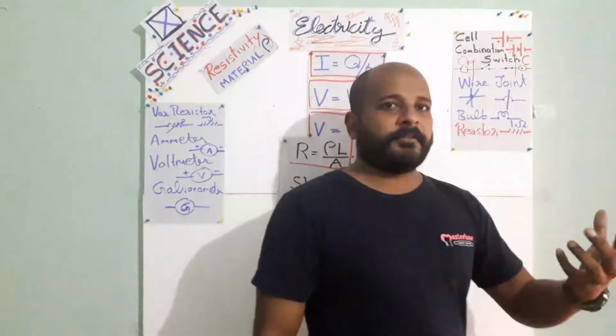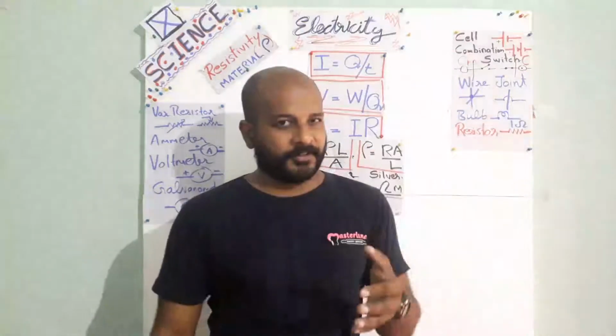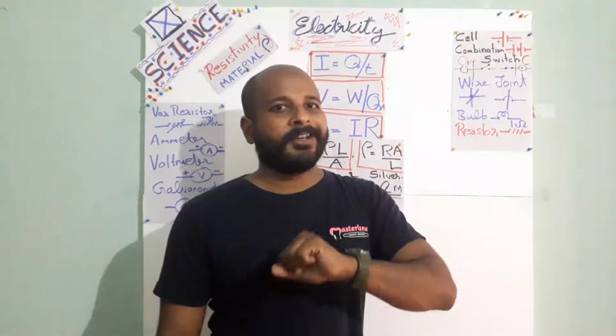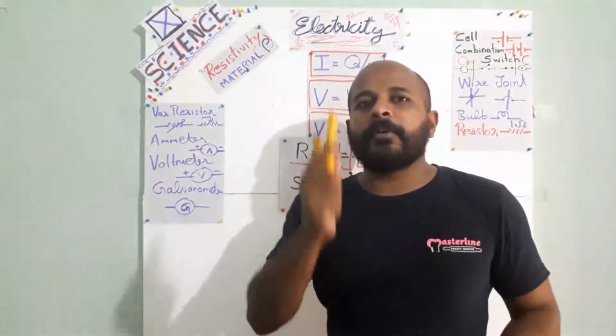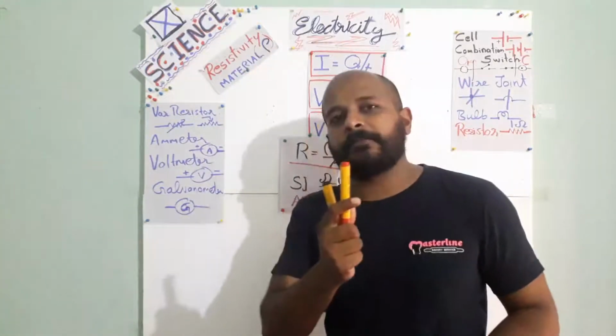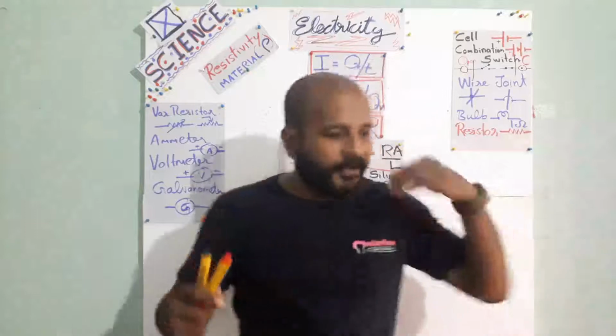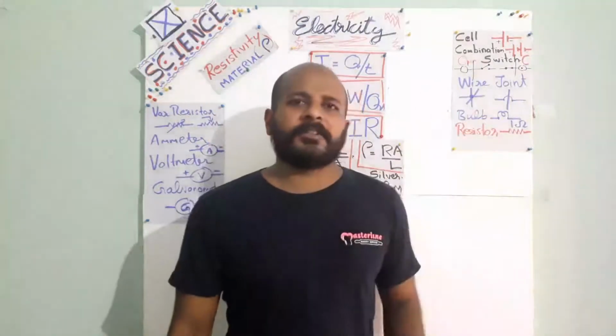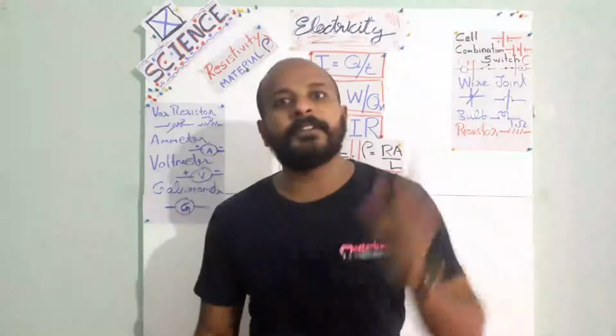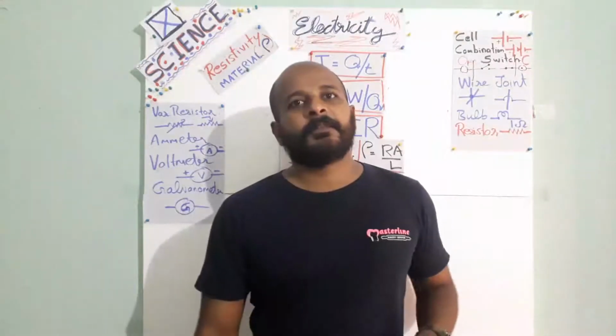Resistance will increase, because length increases, so resistance increases. But in the case of resistivity, it depends upon material, not upon its physical property. Understand? Area increases, area decreases, nothing. Resistivity remains constant. But if we change the material, then resistivity changes.